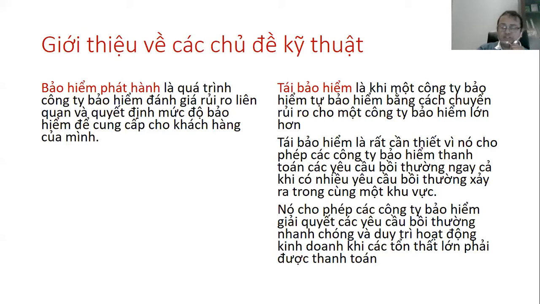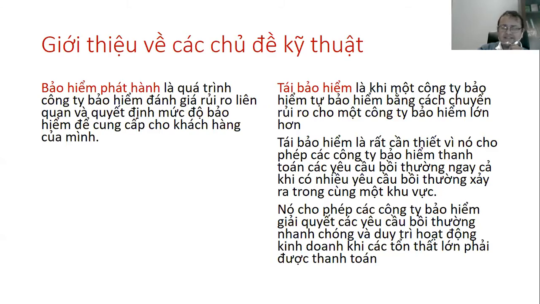So how does the insurance company make a decision on which risk to cover, whether a risk is insurable or not, what the coverage level should be, what type of product can be offered to the clients, and also whether it should offer a product in the first place or not.